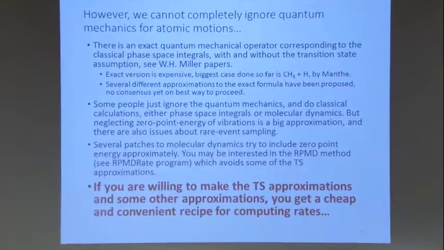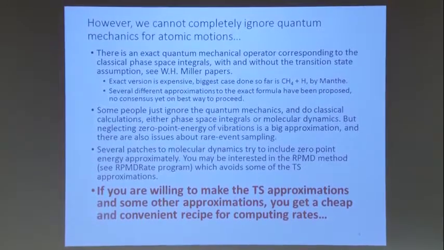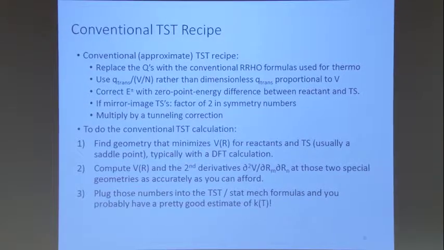So if you're willing to do it, you get this nice, cheap, and convenient recipe for computing the rates. So here's the recipe. Everywhere you saw a Q in the formula, replace it with the rigid rotor harmonic oscillator formula that we use for thermo. Always use Q trans of V over N instead of using the dimensionless Q trans. Correct the barrier height in the classical expression with a zero-point energy difference. If you have the mirror transition states, add your factor of 2, put in your symmetry numbers, and then the tunneling correction. I don't know if I'll talk about that very much, but there are several ways you can do that.